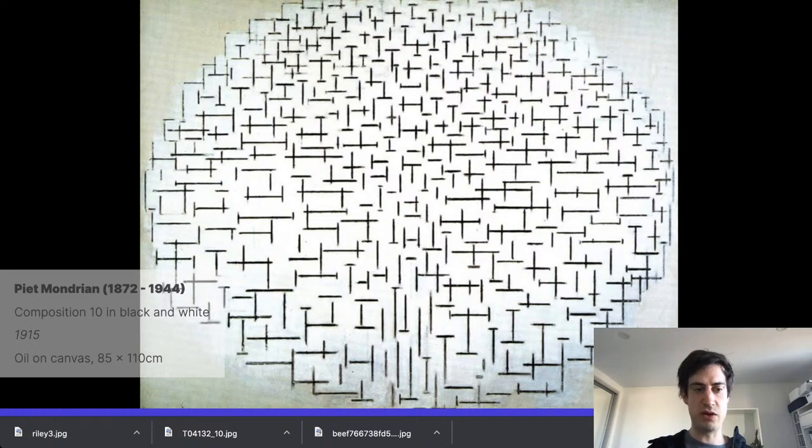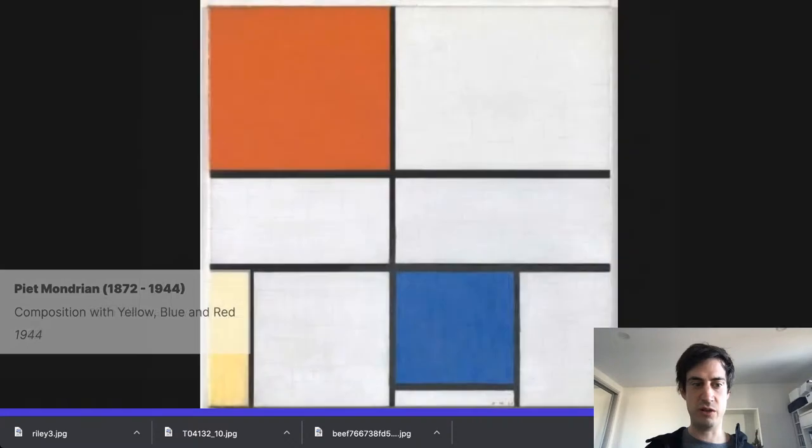So the first one we looked at was 1909. Now we're at 1915. So you have a semester. This is Piet Mondrian taking 6 years. So I want you to be kind to yourselves as well in this period of development.